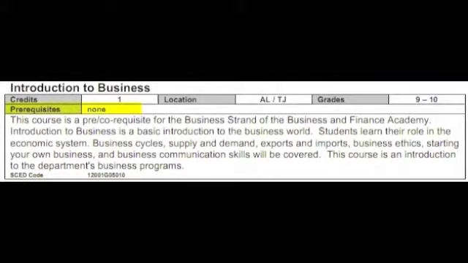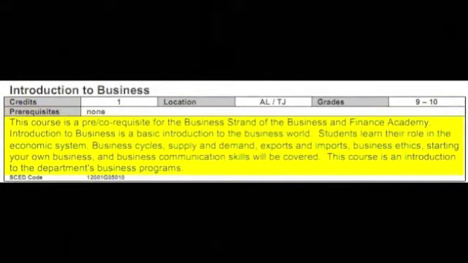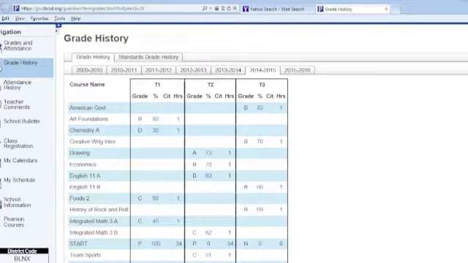The next box we will look at says prerequisites. This will list any requirements that students need to meet prior to being able to register for this course. Finally, you will see a detailed course description which will describe what is covered in that course.